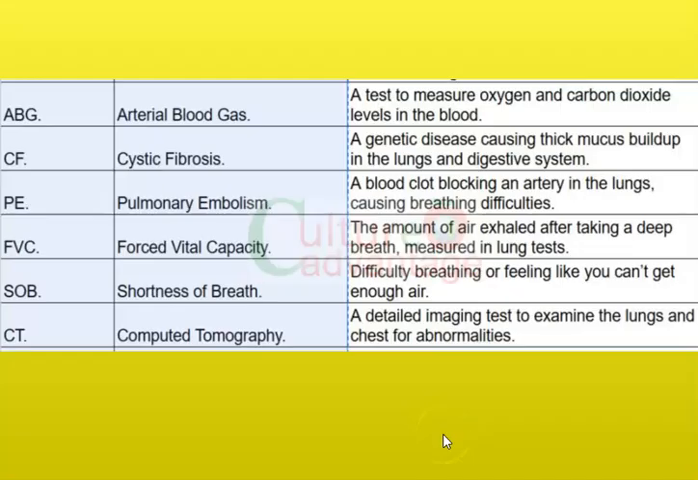PE, pulmonary embolism. A blood clot blocking an artery in the lungs, causing breathing difficulties.